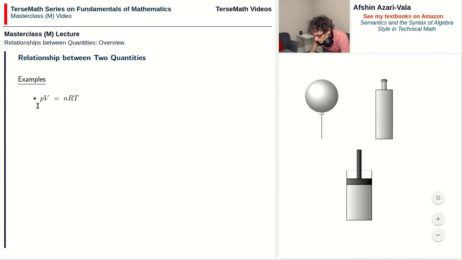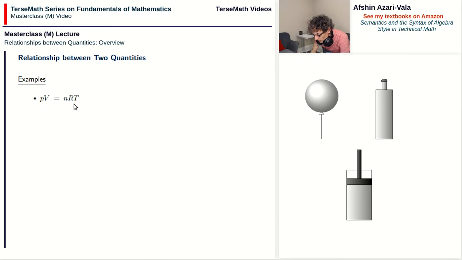P refers to the pressure of the gas. V is the volume that it occupies. N is the amount of gas, how much of it you have, how many molecules. T is the temperature. And the fact that it's capital T tells me that the unit is in kelvins. R is a constant. It has a fixed value. The numerical value in SI is 8.314.